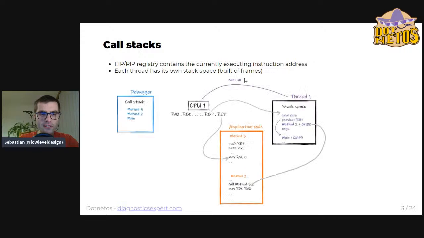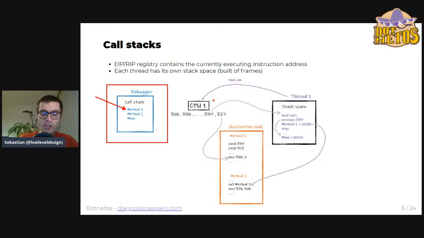I prepared a little diagram that shows how the call stack is decoded. Let's assume that's the call stack window in the debugger. The currently executing method is method number 3, which was called by method number 2, and at the bottom of the call stack we have the method main. So that's a managed call stack.